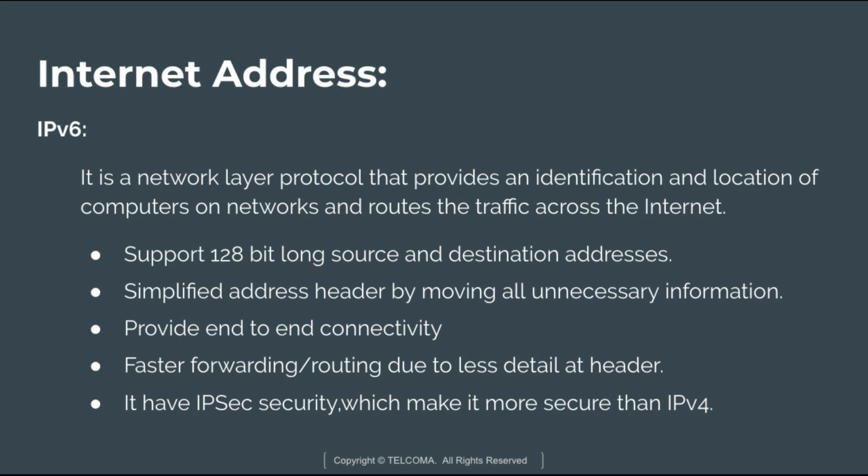IPv6 has features like support for 128-bit long source and destination addresses; IPv4 addresses are 32-bit, whereas these are 128-bit long. It has a simplified address header, by removing all the unnecessary information. It provides end-to-end connectivity. It has faster forwarding and routing due to less detail in the header, and it has IP security, that is IPsec, which makes it more secure than IPv4. In 2004, Japan and Korea were the first in public deployment of IPv6 addresses.